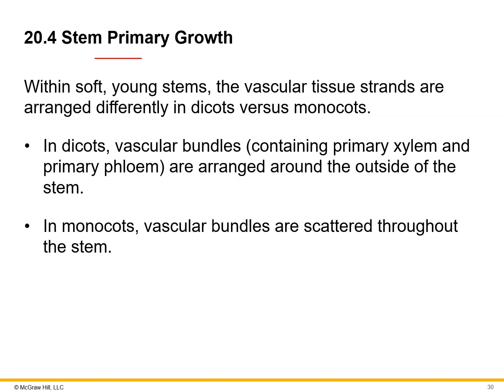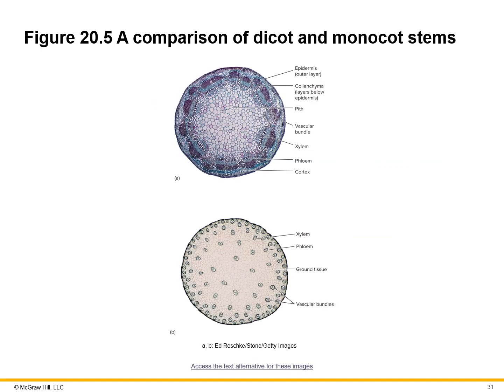All right, so that stem primary growth. So within the soft young stems, that vascular tissue is arranged differently in the dicots and the monocots. So in the dicots, those vascular bundles, again, xylem and phloem, they're arranged around the outside of the stem. And then in monocots, the vascular bundles, they're scattered throughout. So they're randomly kind of dispersed instead of in an organized kind of structure that we see in the dicots.